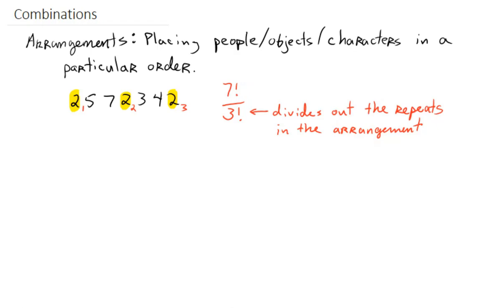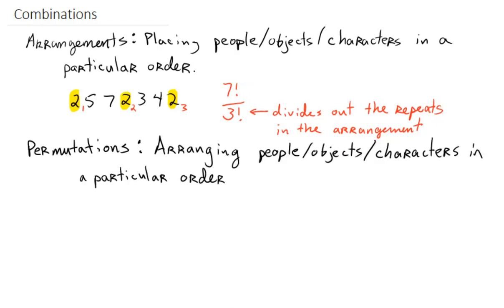After that, we turn to permutations. And permutations are basically arrangements where we don't use up all the objects. Actually, some textbook authors talk about permutations and arrangements as the same thing. They just call them all permutations, but I like to distinguish the two for reasons. So permutations are the same as arrangements where we're arranging people, objects, characters in a particular order, but the distinction I'm making here is where we don't use up all of the options we have to choose from.